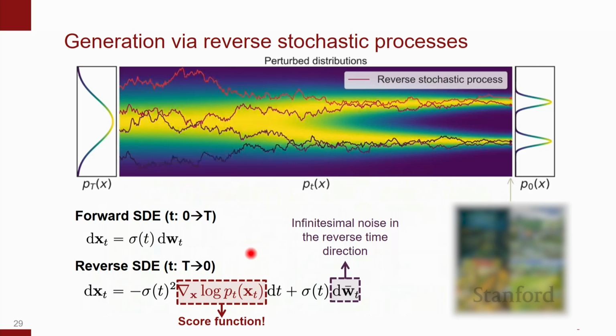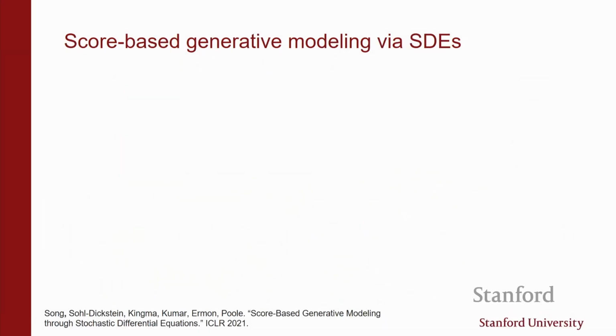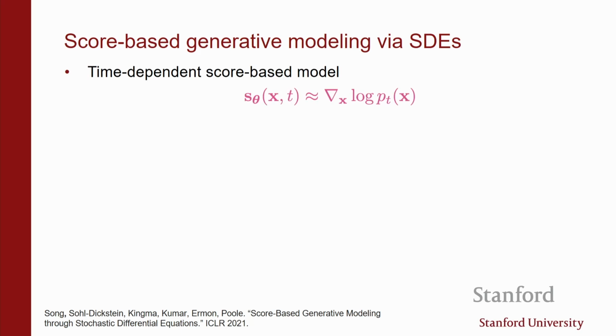And so if you somehow knew this score function, which to some extent we can approximate with a score-based model, we can build a generative model out of this interpretation. And so the idea is that we're going to train a neural network just like before to estimate all these score models, or these ground truth scores.